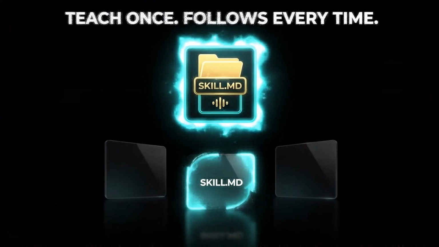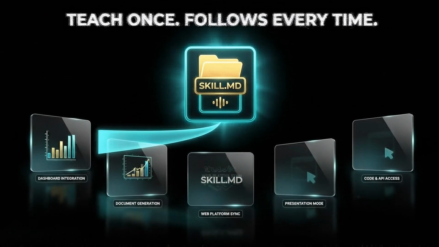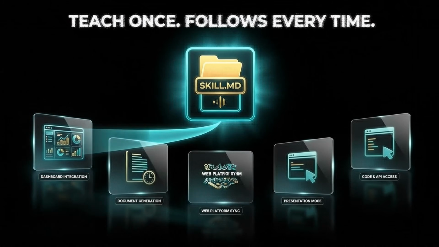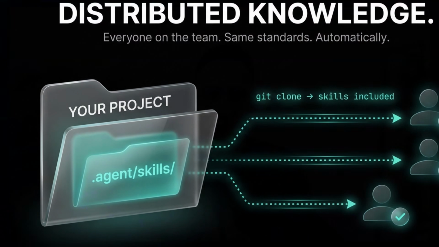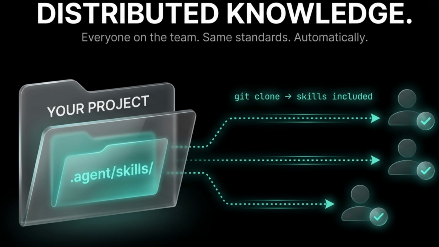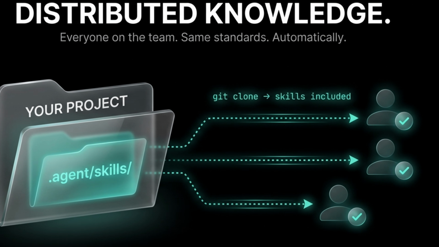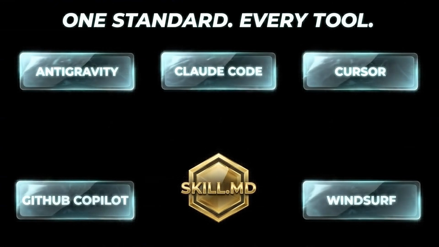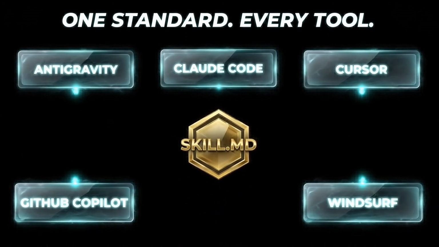Agent skills fix this. You teach the agent once your brand, your style, your rules, and it follows them automatically every time. And in anti-gravity, skills travel with your project. Anyone who opens it gets the knowledge instantly. Skills aren't really new. You have seen them in Claude Code, Cursor, Copilot, but most people haven't created one from scratch. And today, I'm going to show you how, step by step.